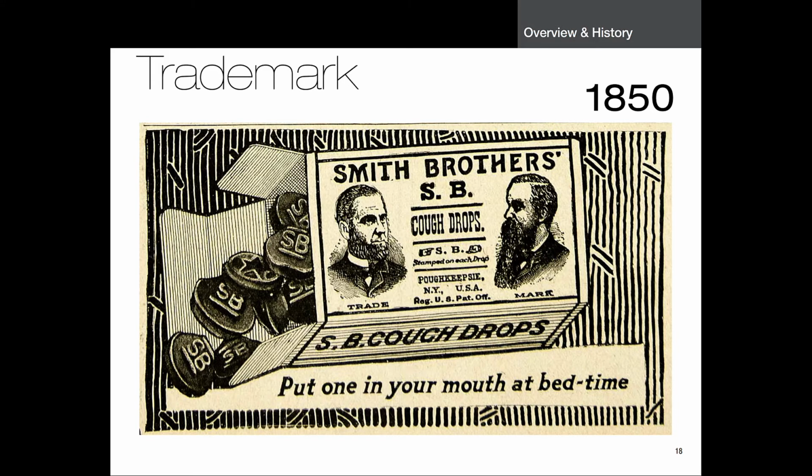Then we get to 1815. I threw this in here. This is a trademark. These are Smith Brothers cough drops, which you can still buy to this day. But I'll draw your attention to the words under the portraits of the two Smith brothers. On the left, you see "trade," and on the right, you see "mark." And why this is important, and you're going to see this crop up, is Smith Brothers cough drops were very popular and made a lot of money even back then, and a lot of people would try to imitate them. The Smith Brothers wanted a way to protect their investment and their income, and so they trademarked their likeness, they trademarked their name.